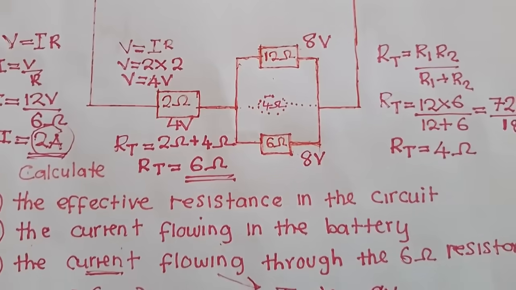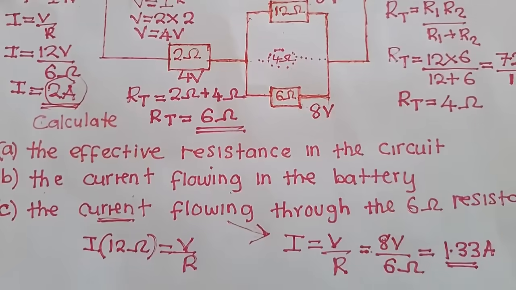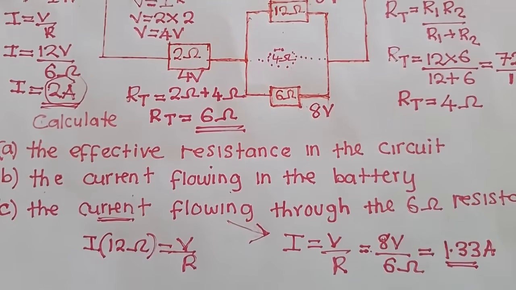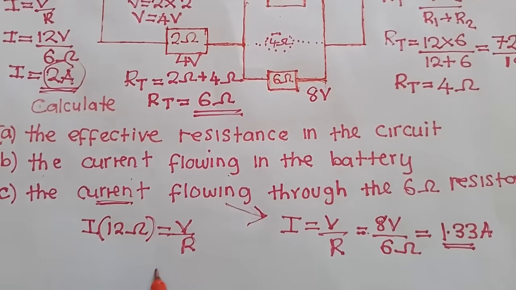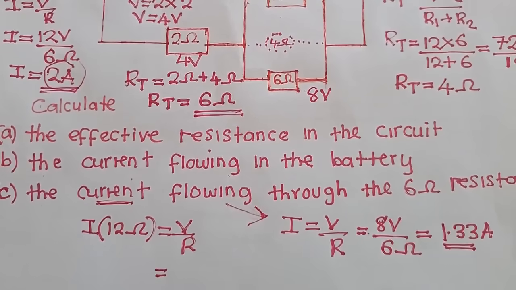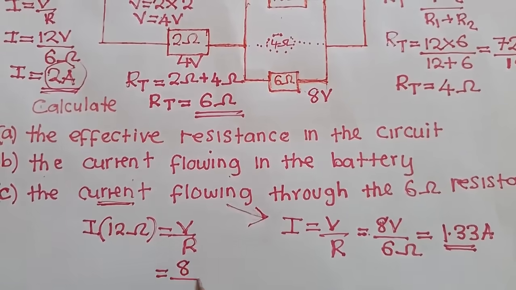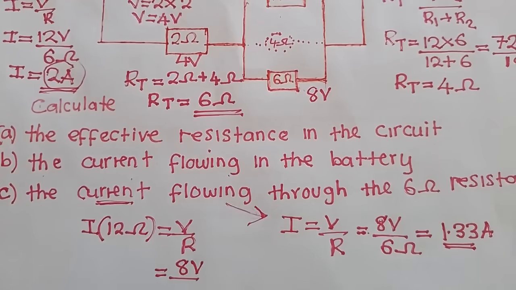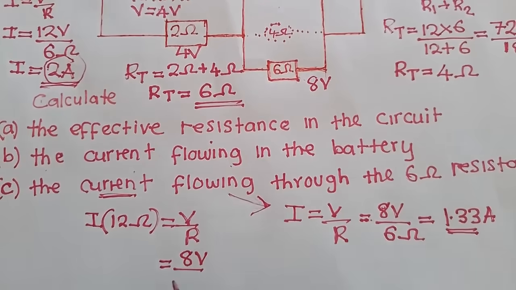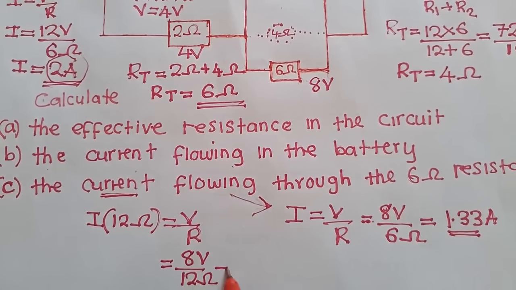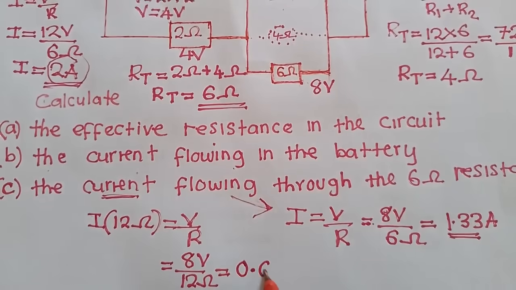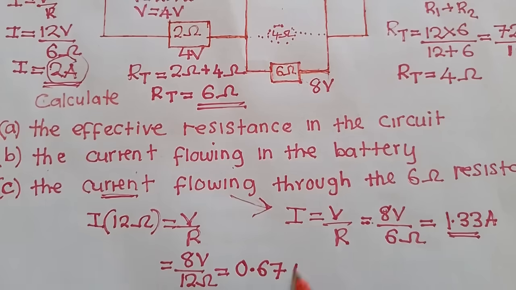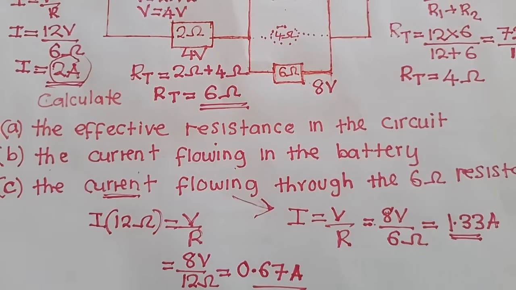Make sure that you understand all these calculations that I'm doing. So this is now equal to, what is your voltage? Voltage is 8 volts over, what is your resistance? Resistance is 12 ohms. So when you divide here, what are you going to have? You are going to have 0.67 amps.